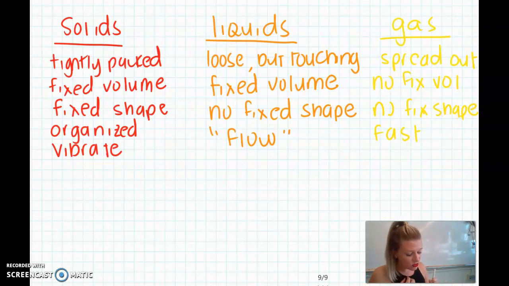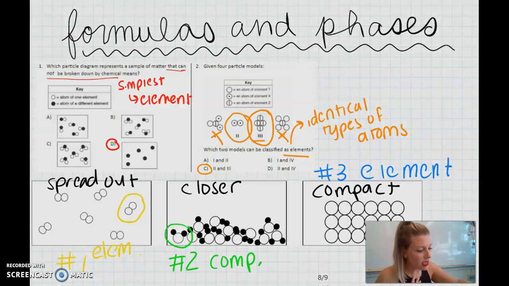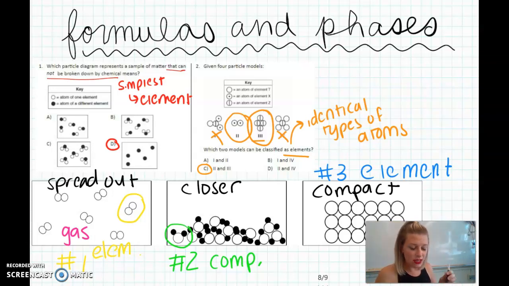So flipping back to our particle diagrams then, which of these is which? Particle diagram number 1 looks spread out. The particles are not touching, and therefore this would be our gas. In particle diagram number 2, we have particles that are a little bit closer together, but not organized, and therefore these are our liquid. And for particle diagram number 3, it's compact and organized, and therefore this represents a solid.